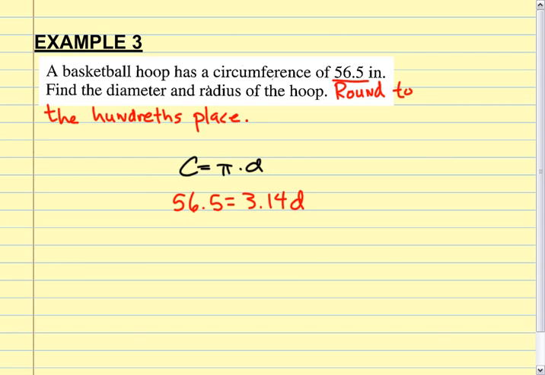Now this is interesting. How do I find out what D equals? I know that 3.14 times D equals 56.5, but how do I get D by itself? Zachary? Divide 56.5 by 3.14. That's exactly right. But you know what? Because it's algebra, Zachary, I need to do it to both sides, right? To keep it even, I need to divide this side by 3.14. And I need to divide this side by 3.14.